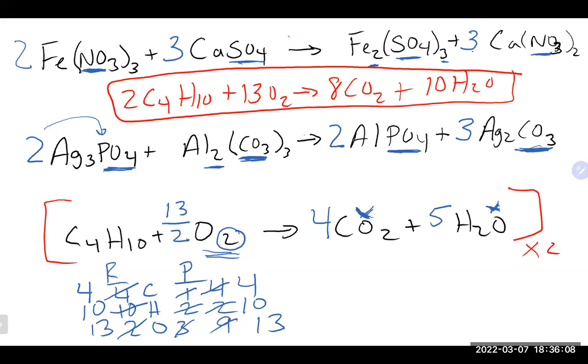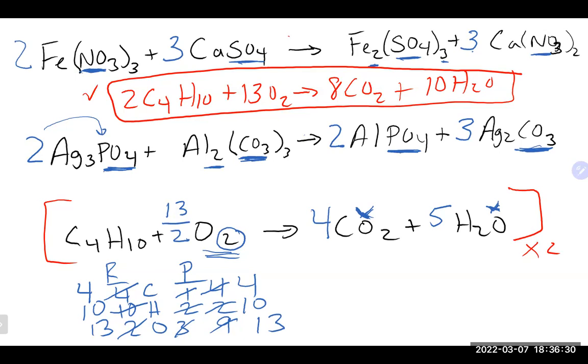We got eight carbons on the left, eight on the right, 20 hydrogens on the left, 20 on the right, and 26 oxygens on the left, 16 in the first one on the right, and 10 more give us 26. So we are balanced. Any questions on balancing equations?